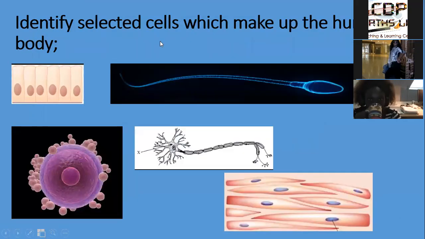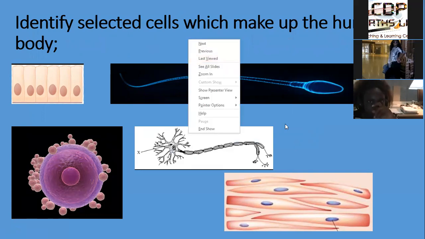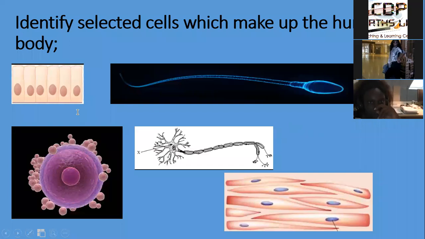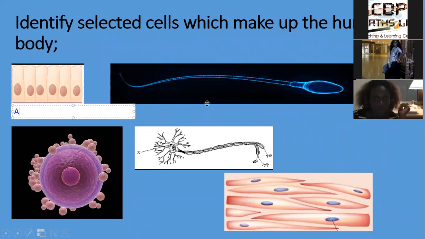Another objective in the syllabus says identify selected cells which make up the human body. I'm not certain that you're able to identify them, but let us see how much of it you can. You should be able to identify some of them based on the previous classes thus far, at least one of them.